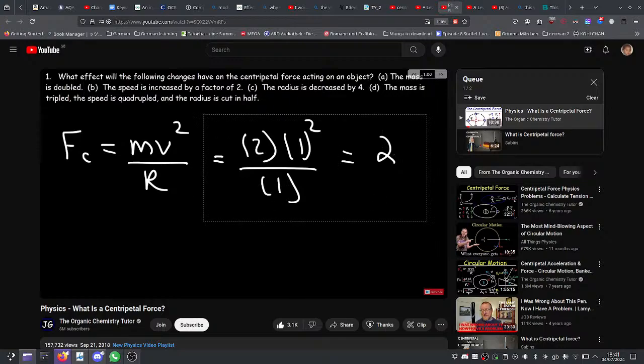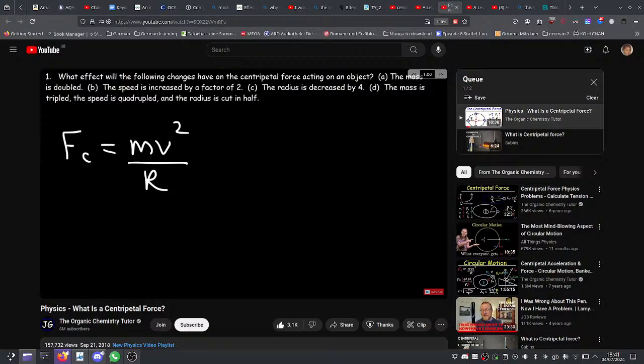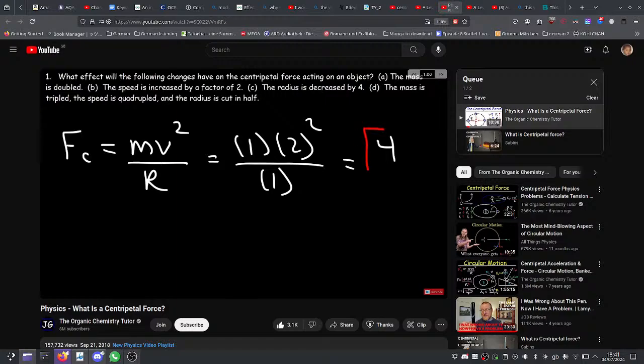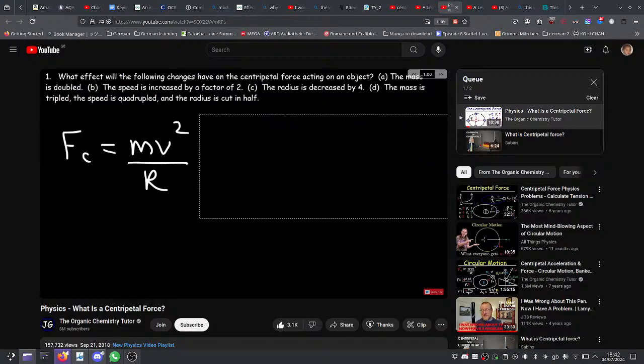Now let's move on to part B. What effect will it have on the centripetal force if the speed is increased by a factor of 2? The mass and the radius don't change, so we're going to replace them with a 1. But the speed is doubled, so we're going to replace it with a 2. 2 squared is 4, and so this tells us that the centripetal force will increase by a factor of 4. Now what about part C?